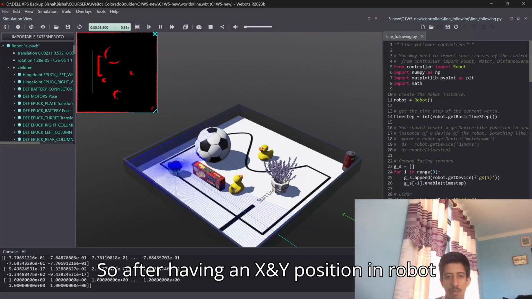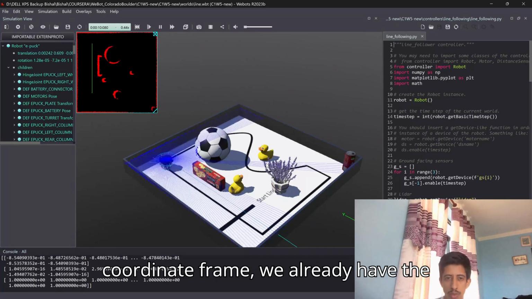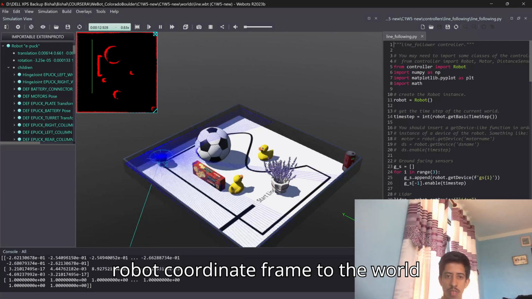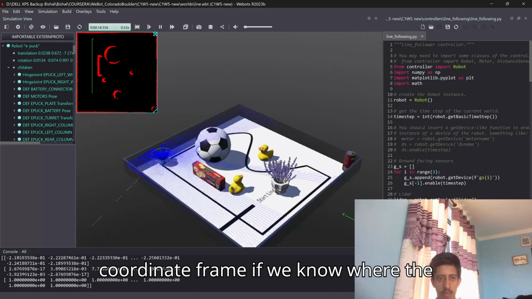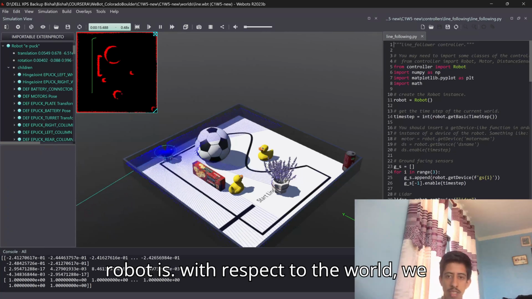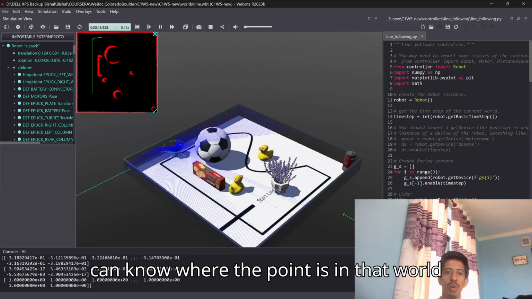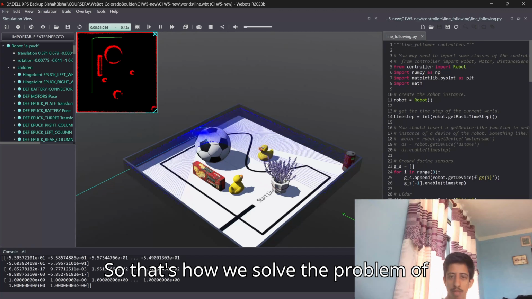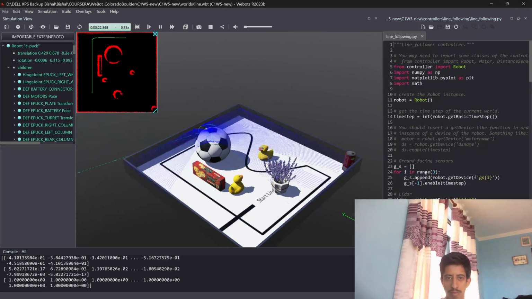So after having the x and y position in the robot coordinate frame, we already have the transformation matrix that maps the robot coordinate frame to the world coordinate frame. If we know where the robot is with respect to the world, we can know where the point is in that world, as given by the robot or the LiDAR sensor. So that's how we solve the problem of mapping an environment.